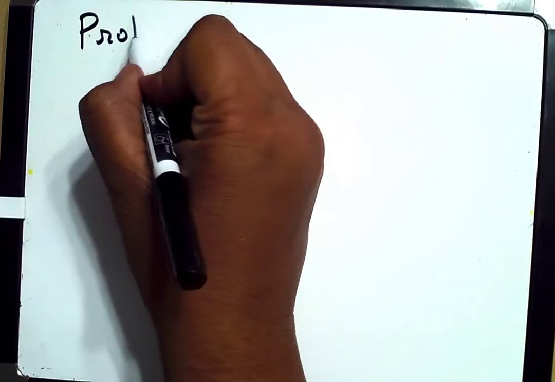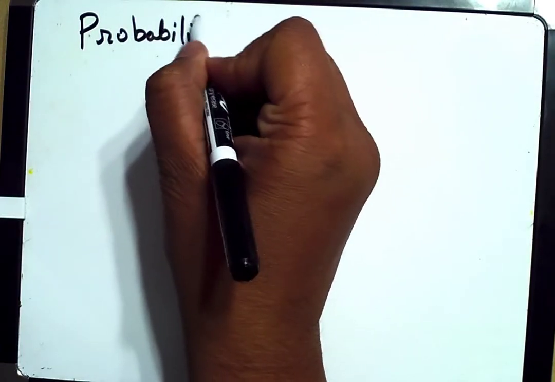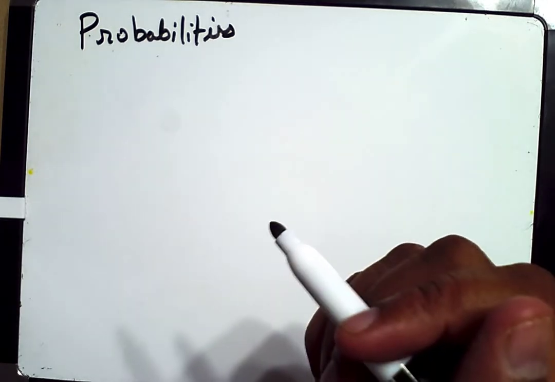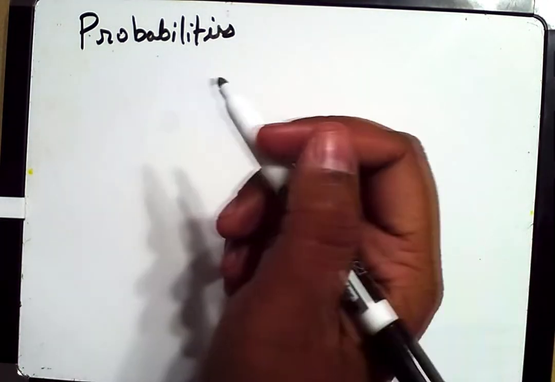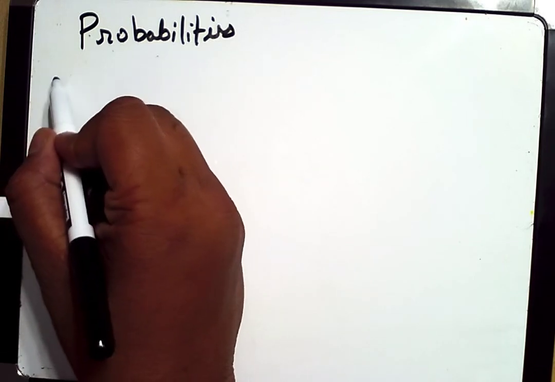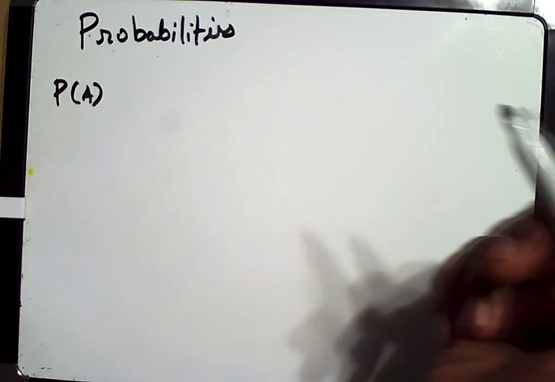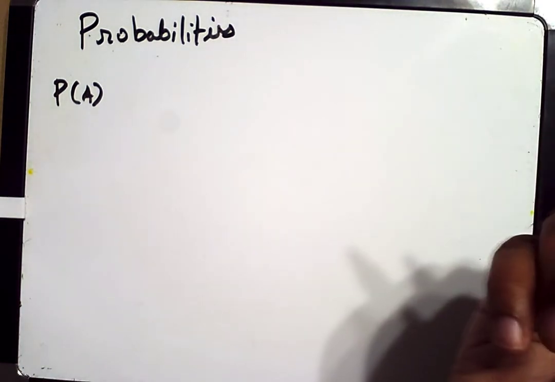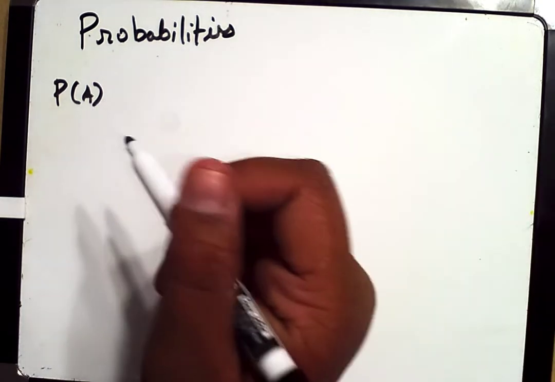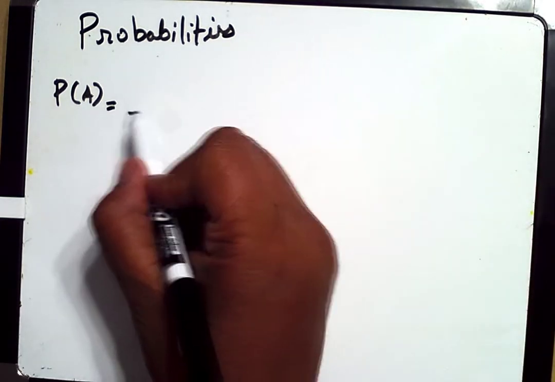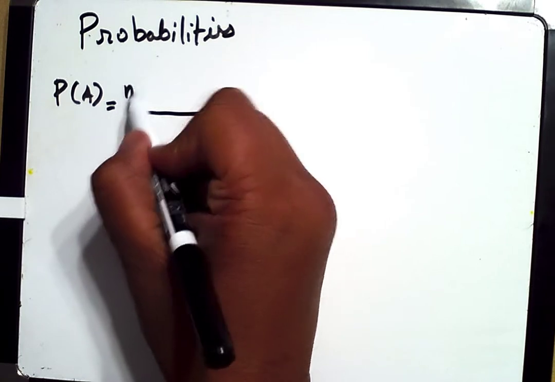Let's look at what probabilities are and how we solve problems involving probabilities. So probabilities are usually denoted by the letter P. Let's say the probability of some event happening, which we will call A, is equal to a ratio.